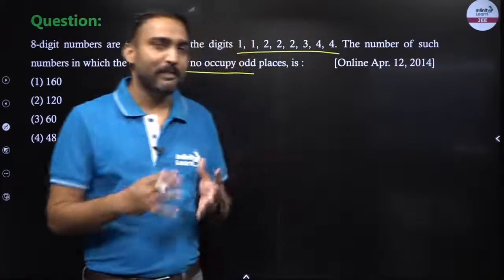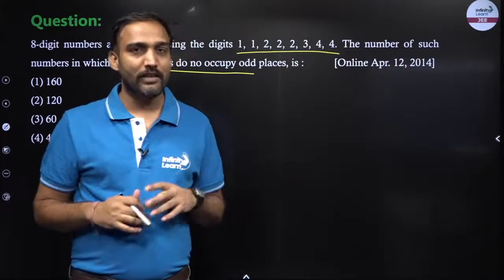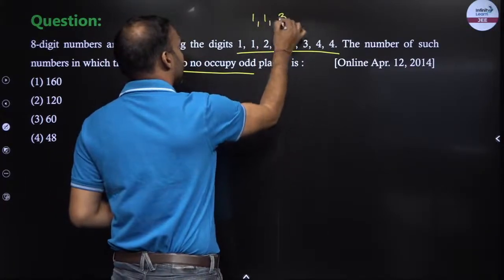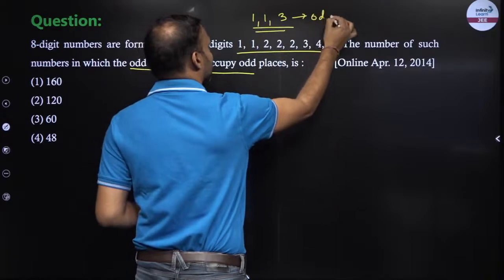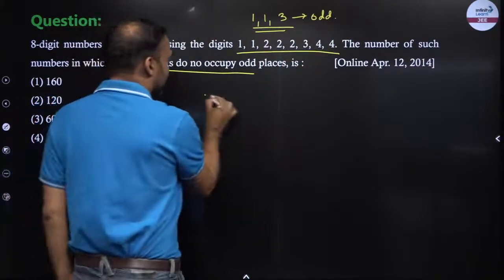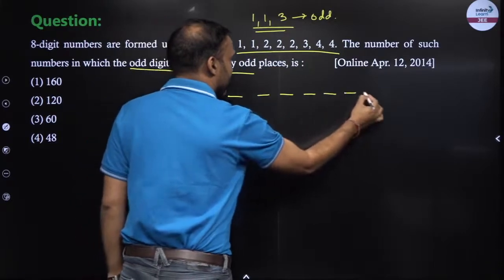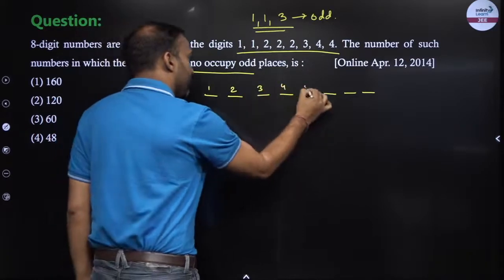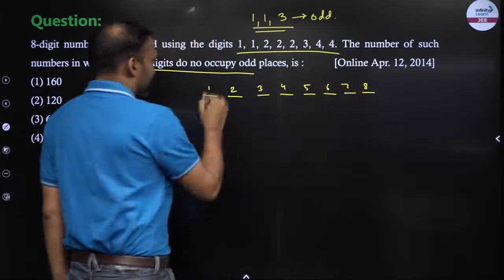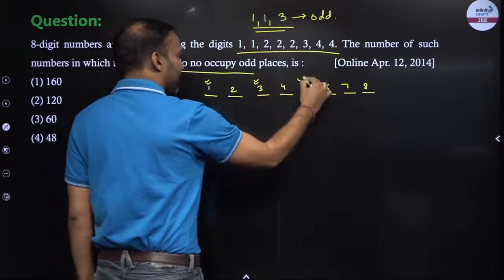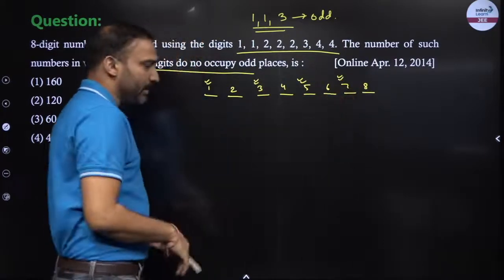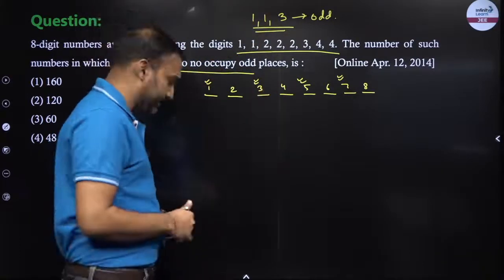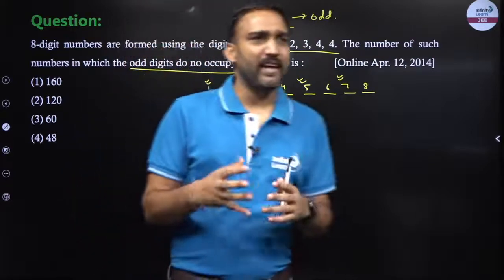Now what does the statement say? Odd digits do not occupy the odd places. What are the odd digits over here? Odd is 1, 1, 3. These are the odd. And I have to form an 8-digit number. So 1 2 3 4 5 6 7 8. Right? Out of these 8 digits, let me number them. 1, 2, 3, 4. So odd places are 1, 3, 5, 7. So I have to make sure that the odd digits, which are 1, 1, 3, do not come at these 4 places.